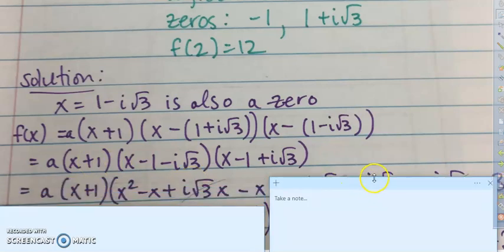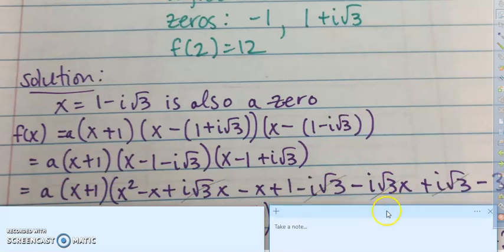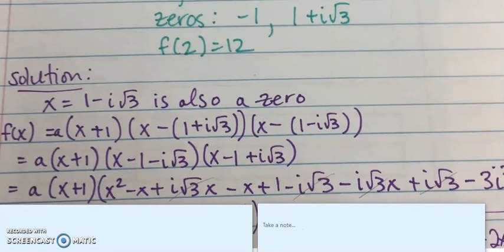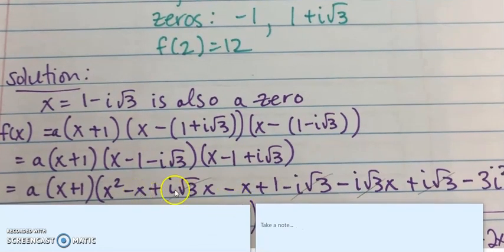Now, this one is very, very tough when you go to FOIL this one out, so be very careful. This is what you end up with. So what I would do is I would pause the video for now and just double check to make sure that this is correct, that you get the same exact thing, because it is a little bit tough to get through this. So go ahead and pause the video now and FOIL that out.